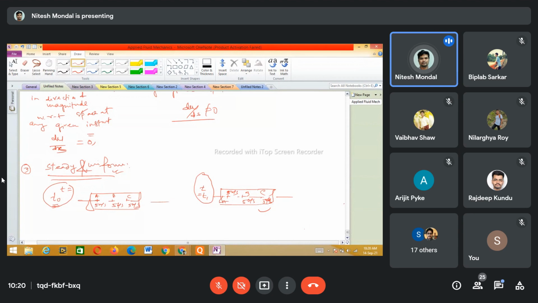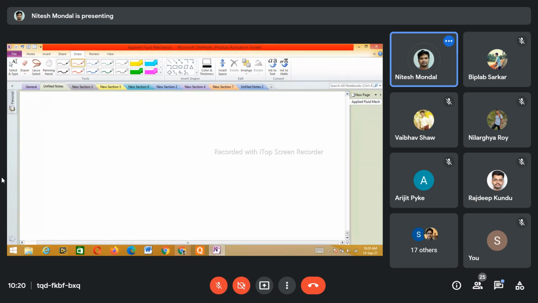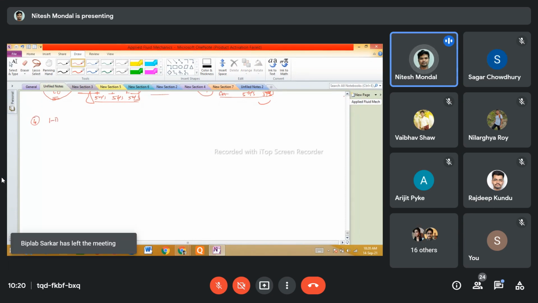Now coming to another classification, based on the direction. So 1D flow, 2D flow, 3D flow.